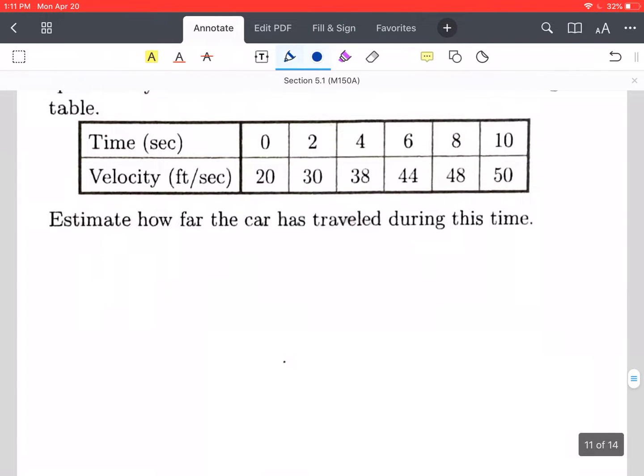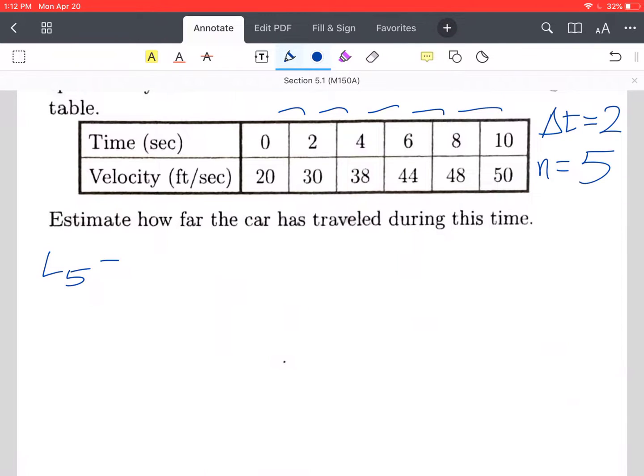Okay, so let's go back and take a look at this algebraically. Every 2 seconds, so that tells us that our delta t, we'll use t this time because we're talking about time, is 2. That's 2 seconds. And the number of subintervals, from 0 to 10, is 1, 2, 3, 4, 5. So n is 5. So let's get our left-hand sum first. L5 is going to be f of 0 times delta t plus f of 2 times delta t all the way up to f of 8 times delta t.